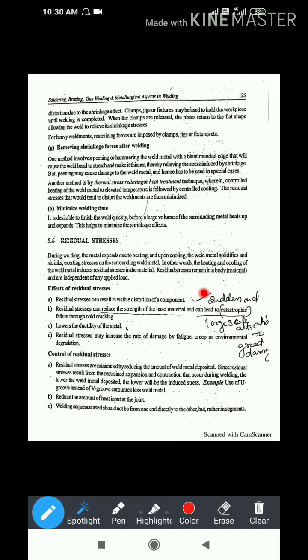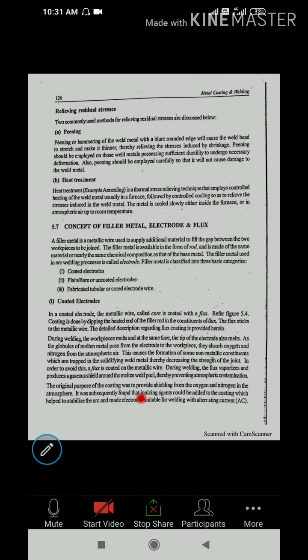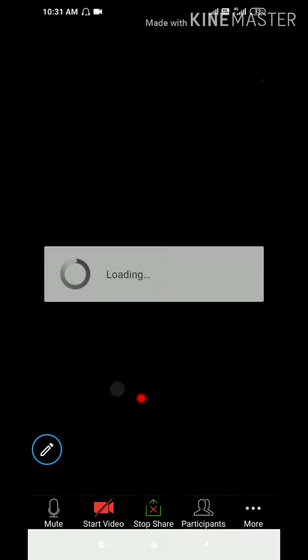Now let us see what effects are caused by this type of residual stress. Now you can see here the effects of residual stresses. The first point: residual stresses can result in a visible distortion of a component. So what is distortion? I will show you.